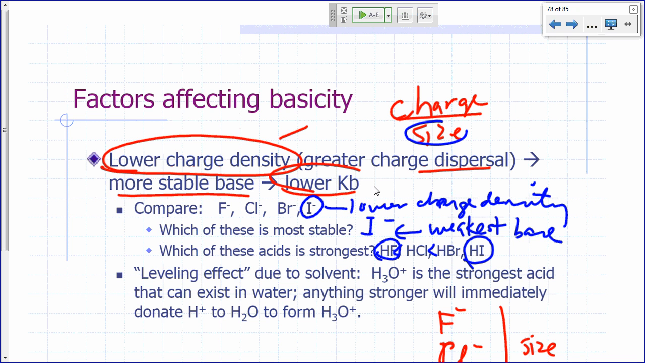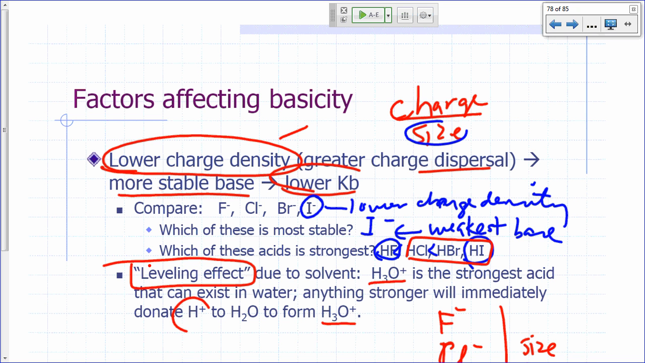In fact, what do we know about HCl, HBr, and HI? There are 3 of the 6 known strong acids, right? Now, HI is stronger than HBr, but if you put them in water, it doesn't matter because they're all stronger than hydronium. Hydronium is the strongest acid that can exist in water. So anything stronger than hydronium will immediately ionize and donate a proton to water to give you hydronium. This is known as the leveling effect. So you can't tell in water whether HCl, HBr, or HI is stronger because they're all strong.